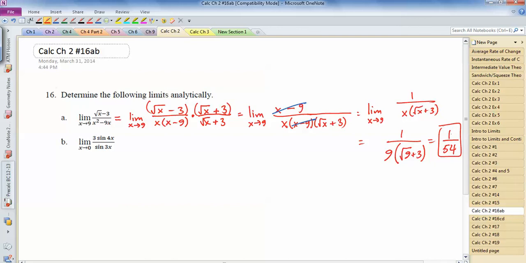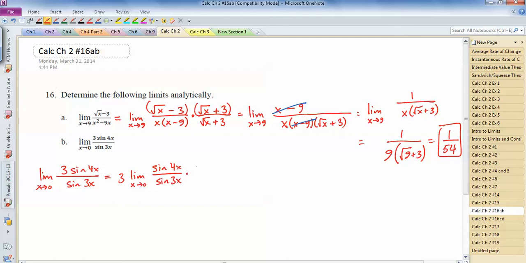So there's that limit. In part B, this one's a little bit trickier. So let's take a look at how this one works. I'm going to do it in a somewhat roundabout way here. 3 sine 4x over sine 3x. Okay. Well, let me just move that 3 out in front just to start so that we don't have to deal with it at all for now. Sine 4x over sine 3x.